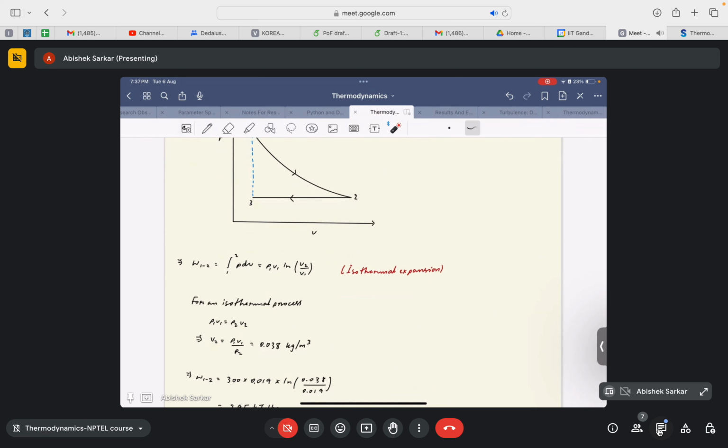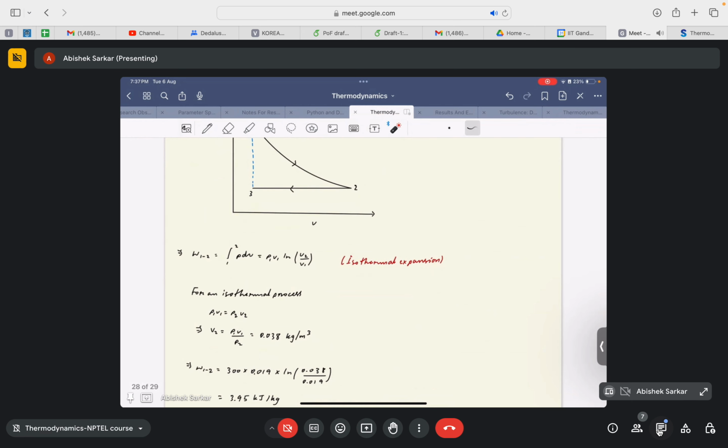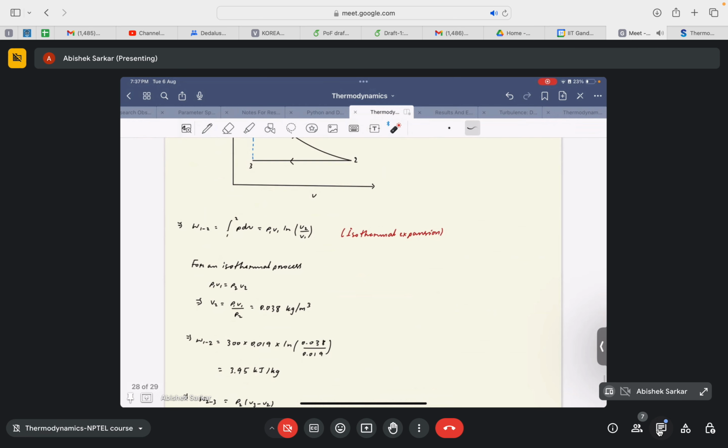Then work done from 1 to 2 will be given by this expression. Substitute the values of P1 V1 and ln V2 by V1. P1 is 300 kilopascal, V1 is 0.019 meter cube per kg, and we take the natural log of V2, 0.038 meter cube per kg, by V1, 0.019 meter cube per kg. Once we do the calculation, we get that the work done from 1 to 2 is 3.95 kilojoule per kg. See the units, kilojoule per kg, because it was specific volume in meter cube per kg. So we have work done in kilojoule per kg. Are the units clear, or the calculation clear?